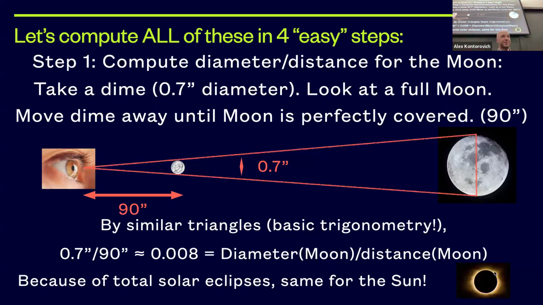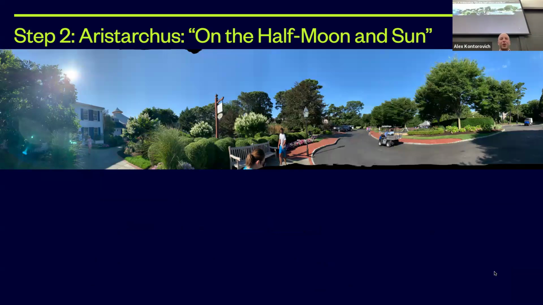Any questions? All right. So, next, Aristarchus. Step one wasn't really Aristarchus. Step one is something anybody could have worked out, and people did. The Mayans and the Babylonians and the Indians and Persians and Chinese had all of this information. Aristarchus says, wait a second.